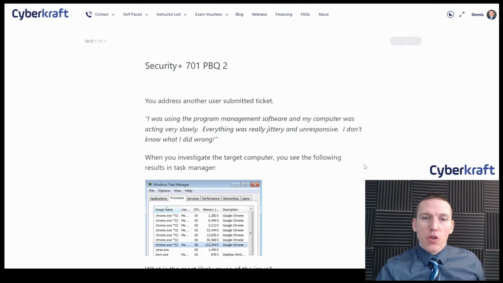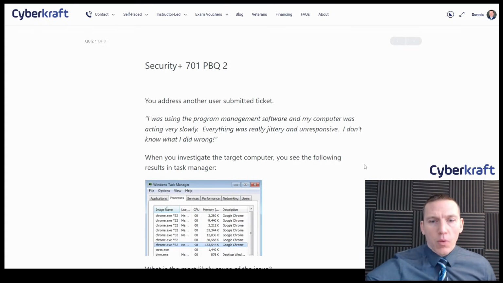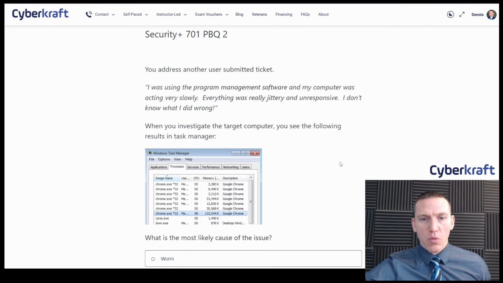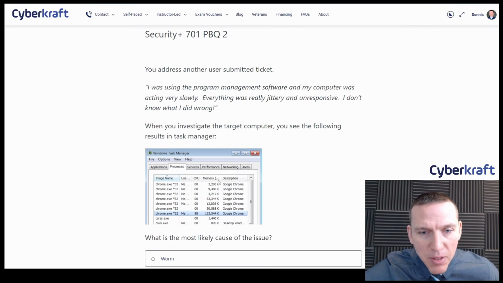Okay, this is something different. You address another user submitted ticket. "I was using the program management software and my computer was acting very slowly. Everything was really jittery and unresponsive. I don't know what I did wrong." It's from the user perspective. So when we investigate the targeted computer, we see the following in the task manager.